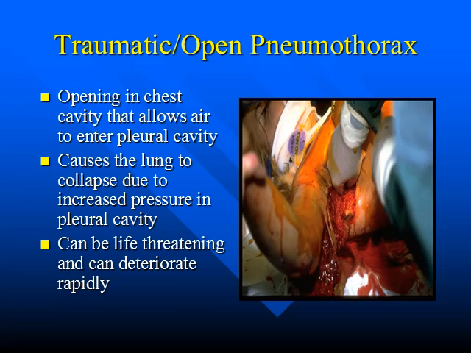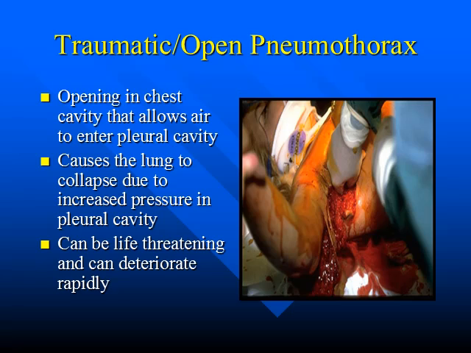Okay, so a traumatic or an open pneumothorax, let's talk about that just a second. What this actually is, there's a picture there on your screen that shows you. It's kind of a gory picture, but that's what it is. It's an opening in the chest cavity that allows air to enter into your pleural space. Alright, it causes the lung to collapse, which is due to the increased pressure in the pleural cavity, and it can be life-threatening and deteriorate very fast. And you can see from this picture, I think that looks pretty life-threatening.